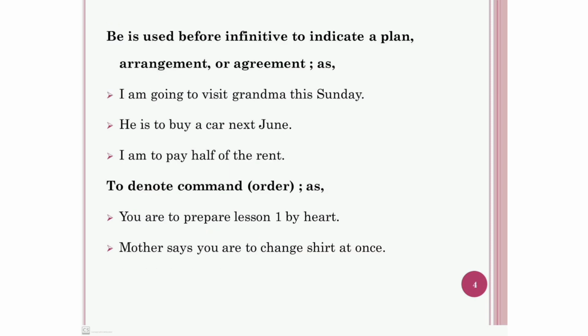Be is used before infinitive to indicate a plan, arrangement or agreement, as I am going to visit grandma this Sunday, or he is to buy a car next June. I am to pay half of the rent. To denote command or order, as you are to prepare lesson 1 by heart. Mother says you are to change your shirt at once.